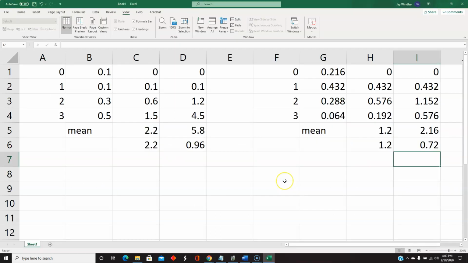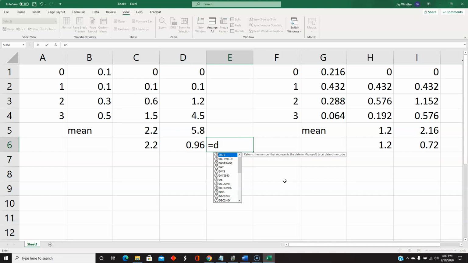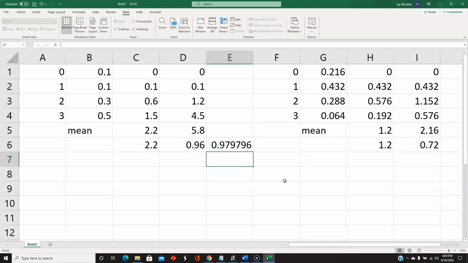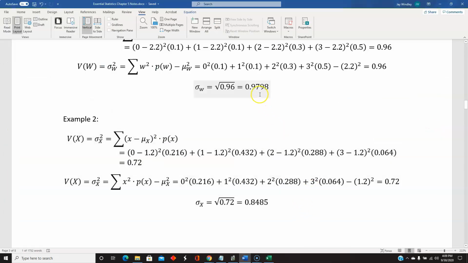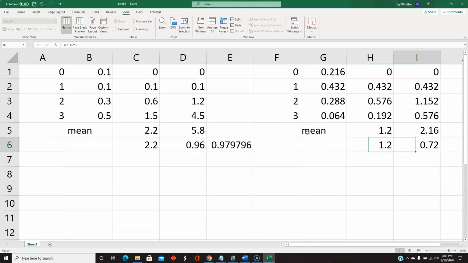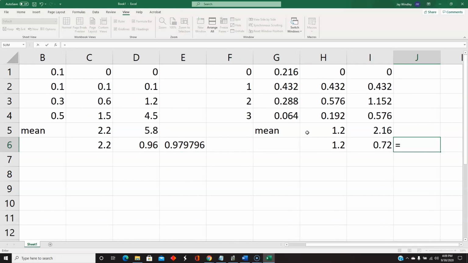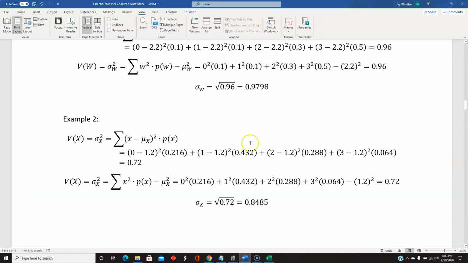And then, of course, the way I usually do square root in Excel is I'll just take this number to the power 1/2, and that'll give me the square root. It's .9797, which we had up here. And then over here, take that number there to the power 0.5. That'll give me square root .8485, which is the same .8485 we have there.